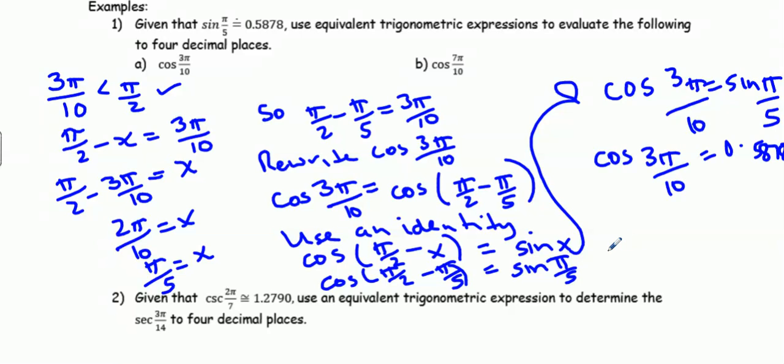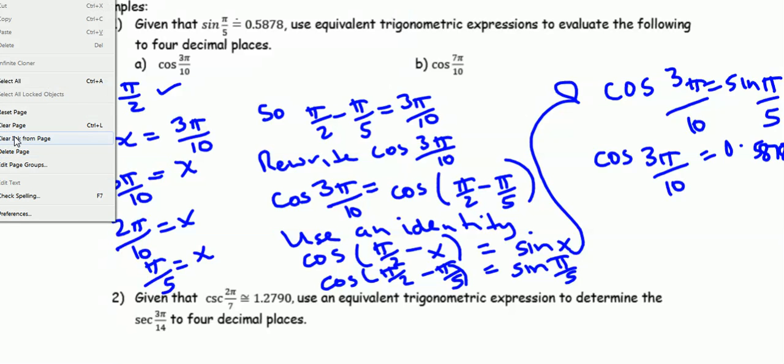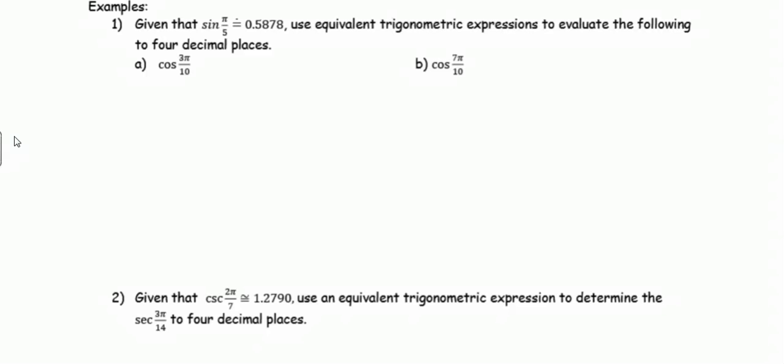So just give me a second. I'm just going to clear this, and we're going to do the cos of 7 pi by 10. Okay. So I'm just going to say this is B here. So we're going to do it exactly the same way, but this time 7 pi by 10, is that greater or less than pi by 2? It's greater than pi by 2, okay?